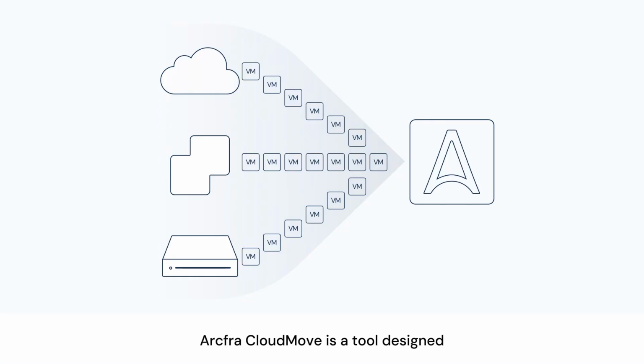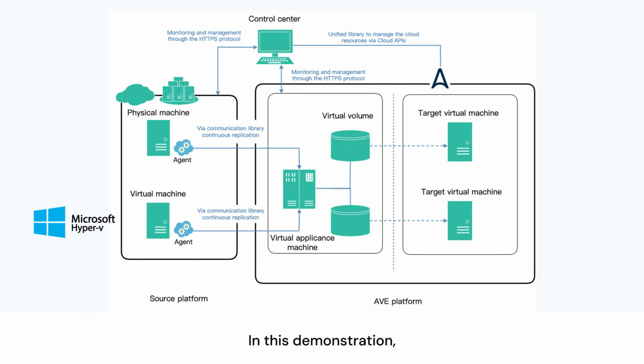Arcfra CloudMove is a tool designed for cross-platform migration, supporting the migration of virtual machines or physical machines from various source platforms, including public cloud platforms, to the Arcfra Enterprise Cloud Platform, AECP. In this demonstration, we will showcase the migration from a Windows Hyper-V environment to Arcfra AECP. This process is also applicable to other virtualization V2V migration scenarios, as well as P2V physical to virtual migrations.